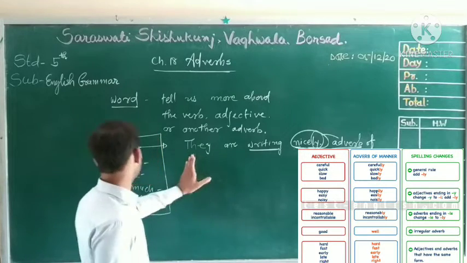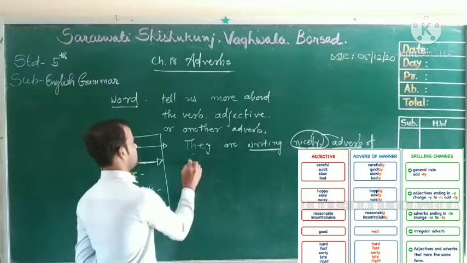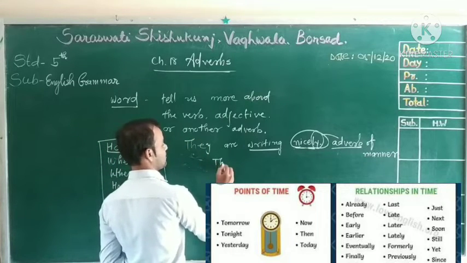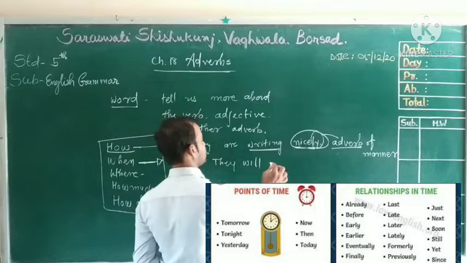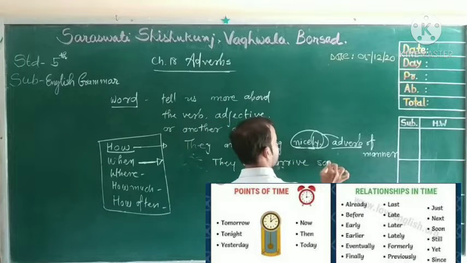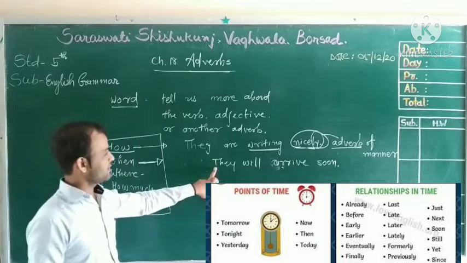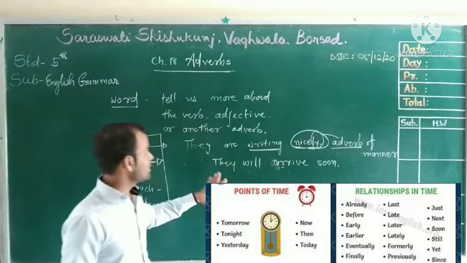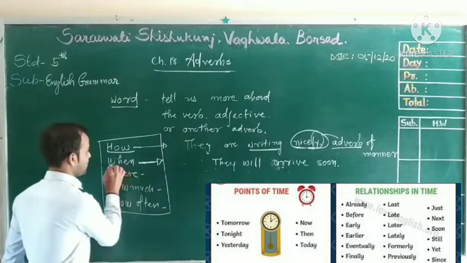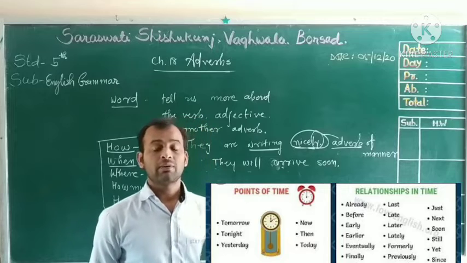If I give one more example, next is when. So look at the example I'm writing. They will arrive soon. Finish the sentence. They will arrive soon. So you have to ask a question by when if you want to get the adverb in the sentence. When will they arrive?